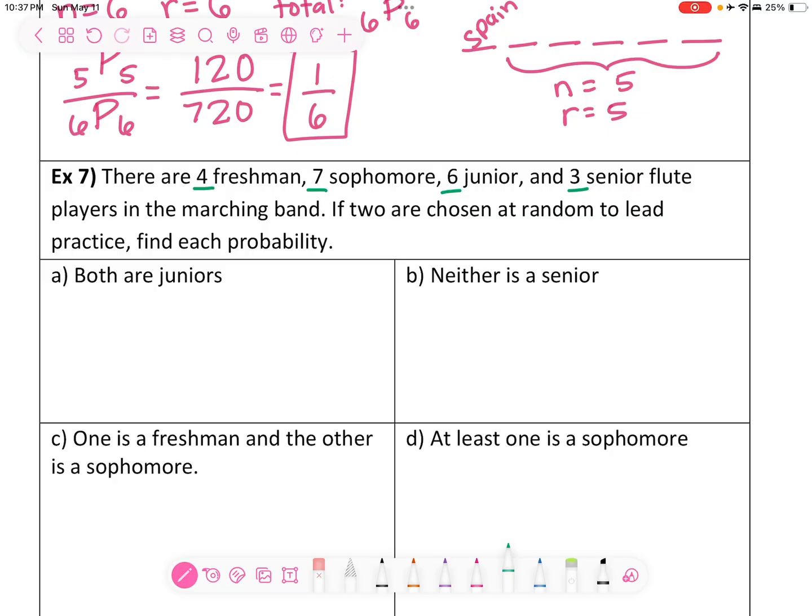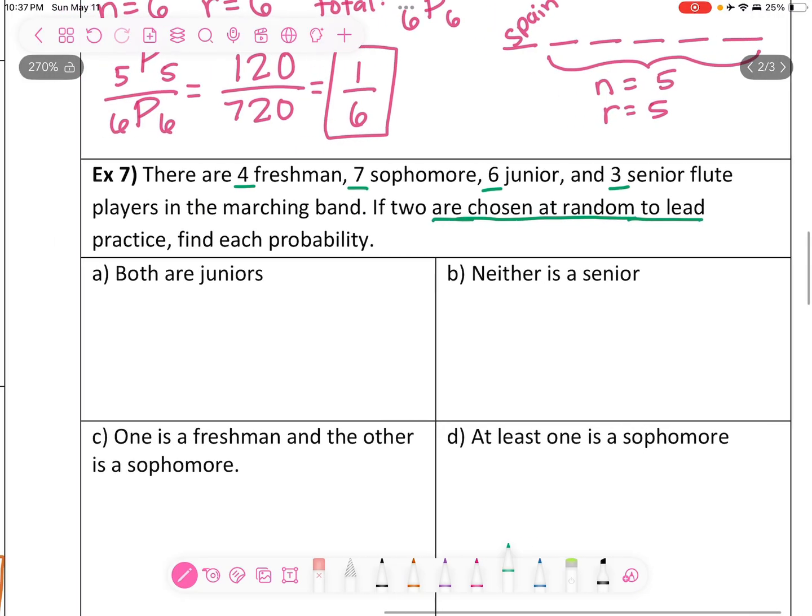So there's no order to them being chosen. 2 are chosen at random to lead. There's no specific titles to what they're doing. It's not like president, vice president, anything like that. So that's going to be a combination. The order doesn't matter. So N is going to be the total. So 4 plus 7 plus 6 plus 3. That's going to be 20 total people.